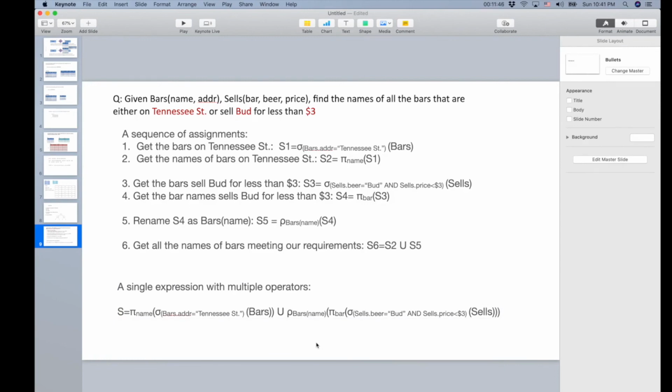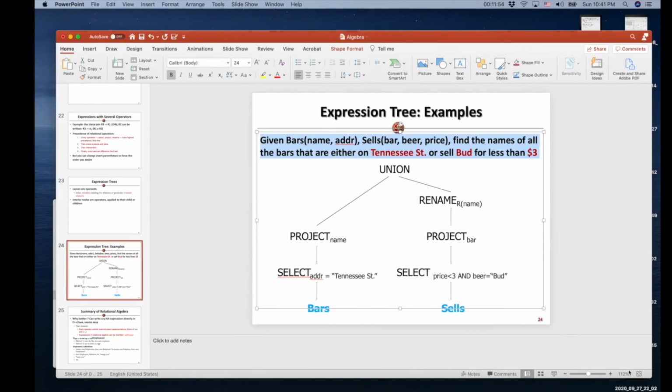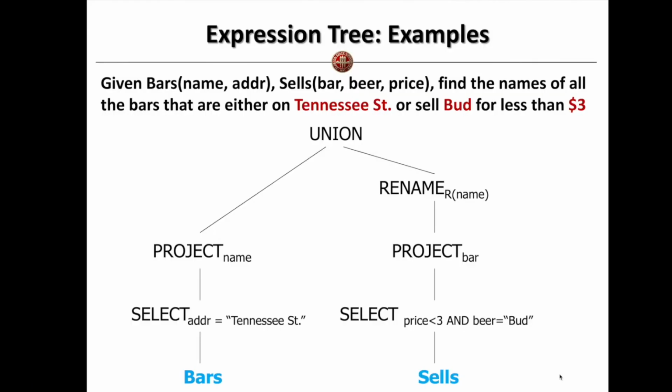Okay, this is the example. Besides these two, we can also represent it as a tree, right? With the same expression, we can represent it as a tree, as shown in the slides. So given two relations, the bars and the sales, we can do the select first, address equals to Tennessee, and then do the projection, right? It will be similar for the sales table. We can do the selection first and do the projection. Here we need to do a renaming, right? Change the schema to be consistent with the bars, right? And then we can further use a union to union them together. And this will be the output for this example.